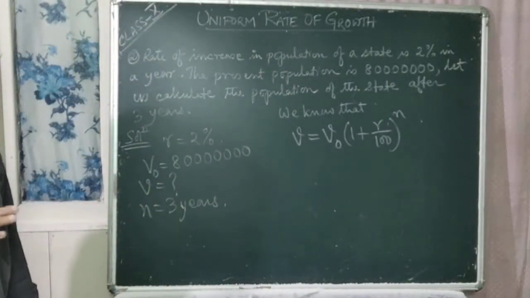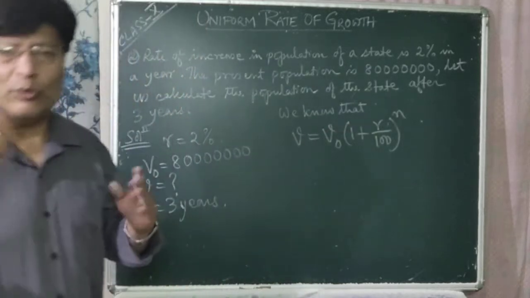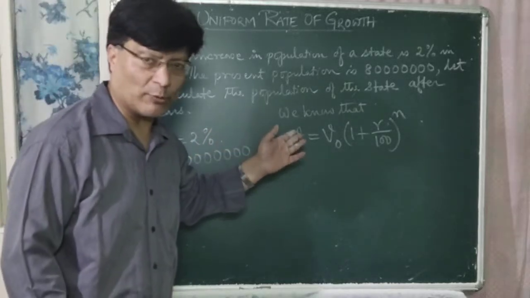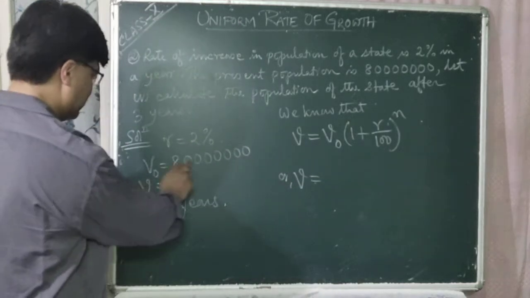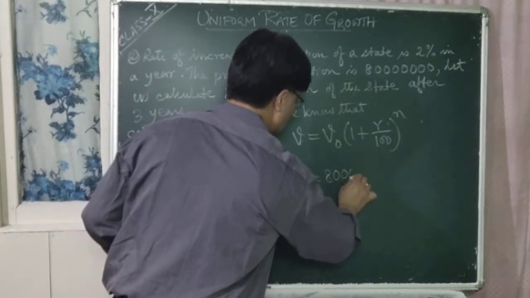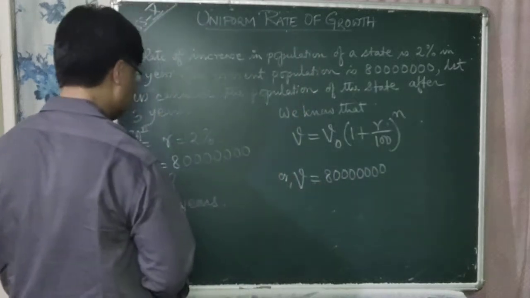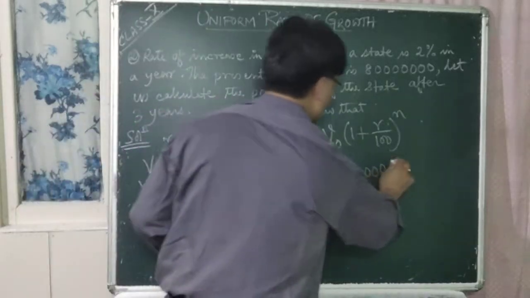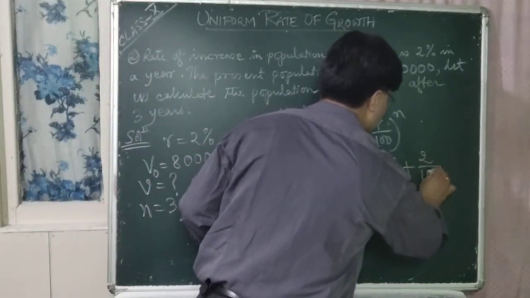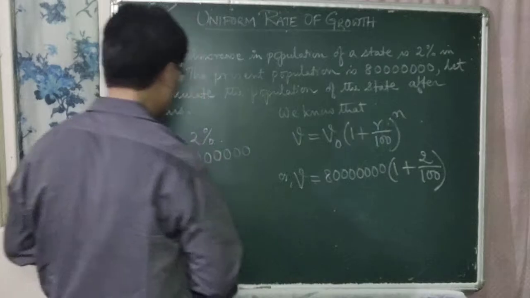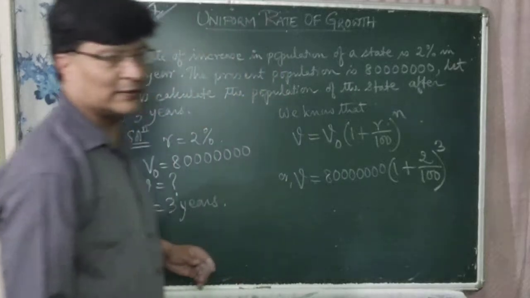This is just like amount in the compound interest. That is, capital A is equal to P into (1 plus R upon 100) whole to the power N. It is just like compound interest formula, right? So now, V is equal to, what is V0? 8 and 7 zeros. Okay. Then 1 plus, what is R here? It is 2. 2 divided by 100 whole to the power what? What is the value for N in this case? It is 3. So let us write 3 here, right?